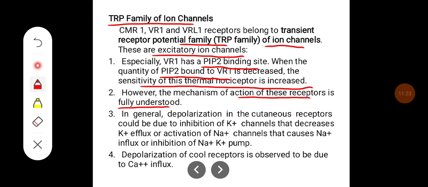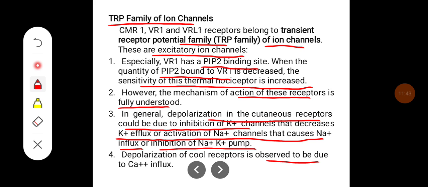However, the mechanism of action of these receptors is not fully understood. In general, depolarization in the cutaneous receptor could be due to the inhibition of potassium channels that decreases the potassium efflux, or activation of sodium channels that cause sodium influx, or inhibition of the sodium potassium pump. Depolarization of cool receptors is observed to be due to calcium influx.